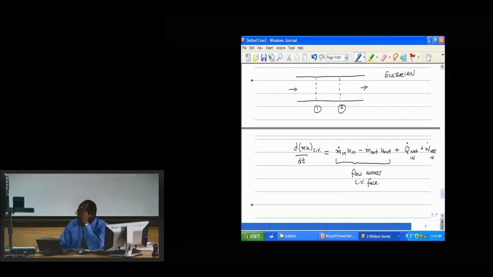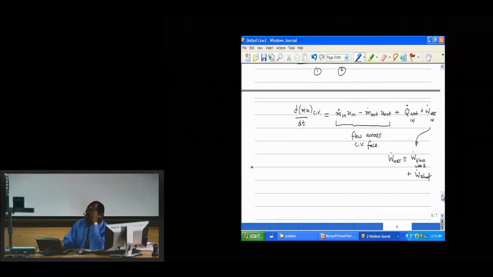But what happens is that this W-net has a couple of different pieces to it. This W-net has a piece of it called the flow work, and a part that sometimes we call shaft work. The shaft work is, imagine somebody has a propeller that's rotating in there and putting energy in like that.